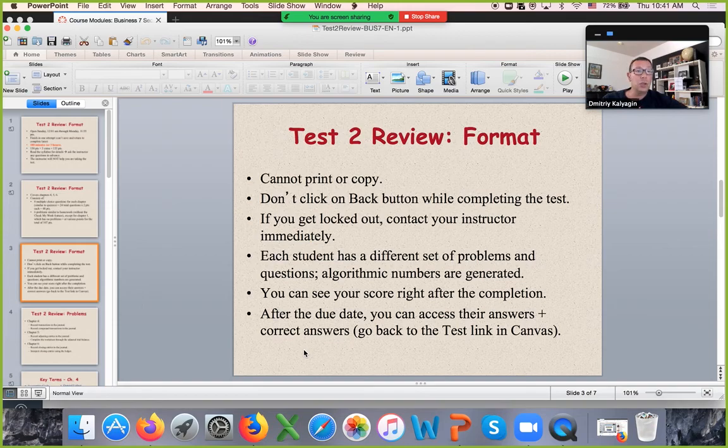You will see your score in Connect and on Canvas practically right away after you finish the test. But after the deadline for everybody, on Monday at 11:56 p.m., you can click on the test 2 link on Canvas, and it will take you back to Connect, and you can check out what questions and problems you missed. Hopefully you do not miss much.